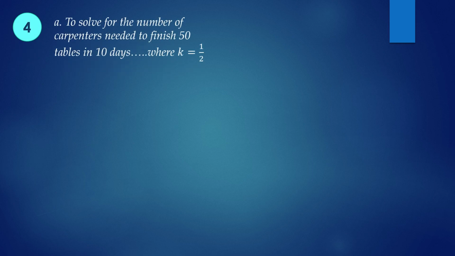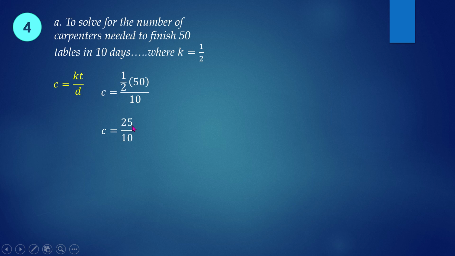So to continue, step number 4. To solve for the number of carpenters needed to finish 50 tables in 10 days, where K is 1/2. By this equation, C equals K times T over D. Wherein, missing, ang gidaghanon sa carpenters, C equals, ang K ganina sa pag-solve sa step number 3, ang K is 1/2. Then, ang value sa T, number of tables, 50, over the number of days, 10 days. So, C equals 25 over 10. What is 1/2 of 50? Katunga sa 50? 25.